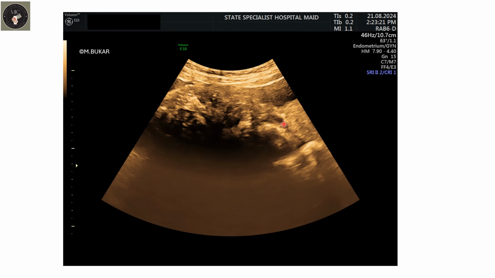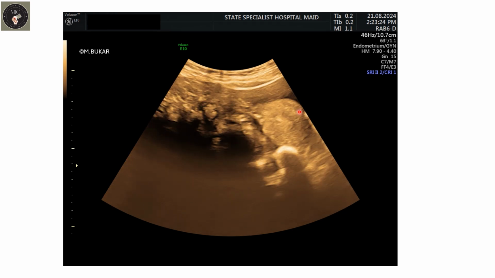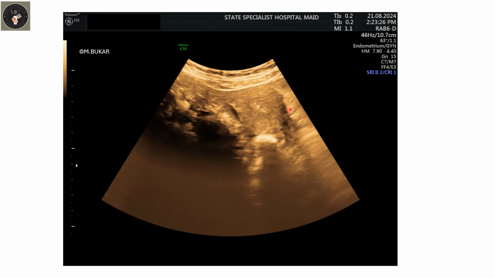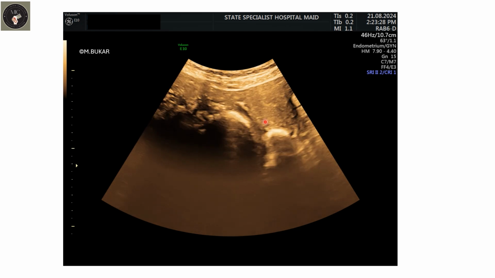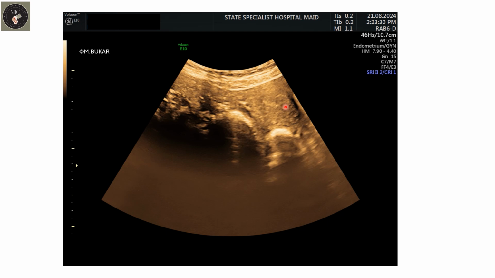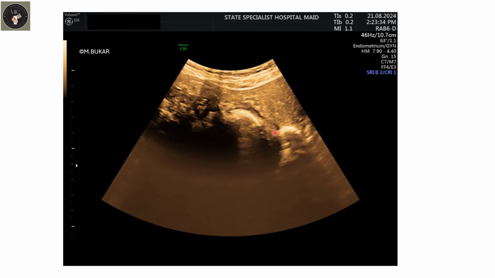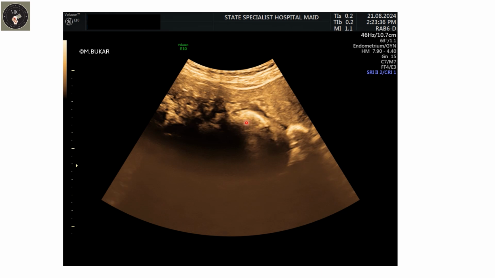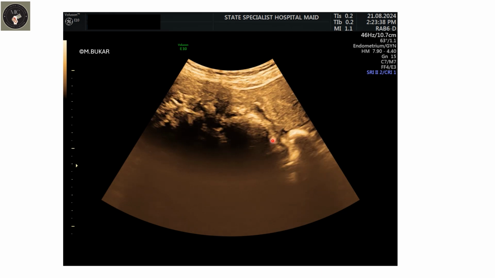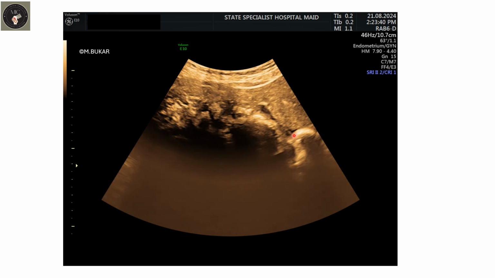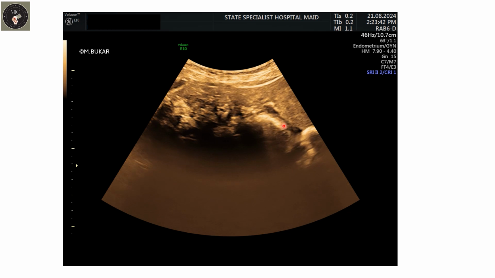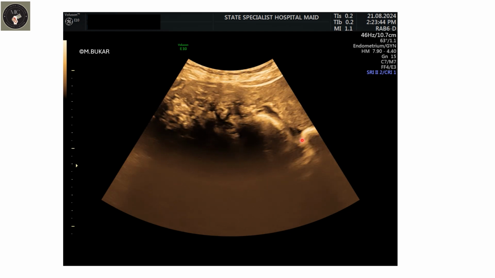Here you can see free fluid in the peritoneal cavity. So let's play the video. The bladder, the uterus. Look at this free fluid. It has actually delineated that this mass is not arising from the uterus, as you can see here. So this mass is not arising from the uterus.